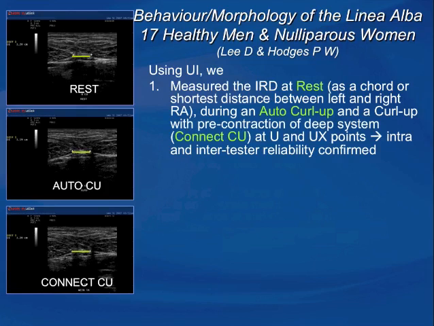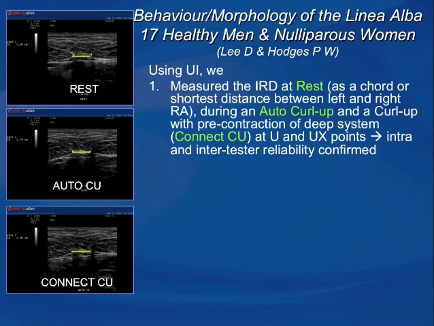And then we measured the inter-recti distance between the left and right rectus abdominis as a chord, namely the shortest distance from left to right side in all 3 tasks. And you see on the figures here at rest, during an auto curl-up, and during a connecting curl. And our measures were subjected to both intra and intertester reliability, and it confirmed that we were reliable.